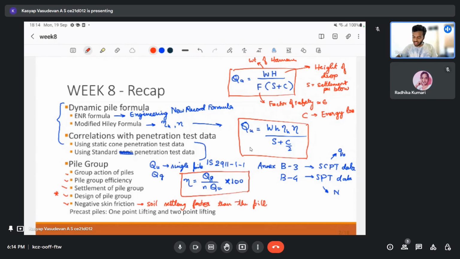And the week ended with the discussion of precast piles. He just slightly discussed the transportation of precast piles, and what the issue is.